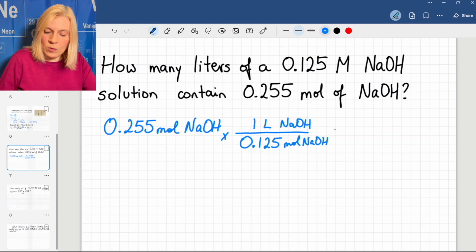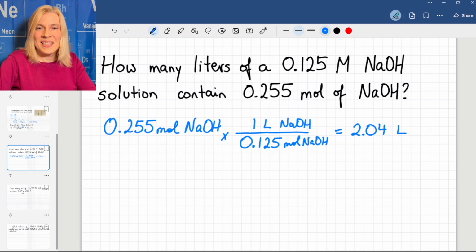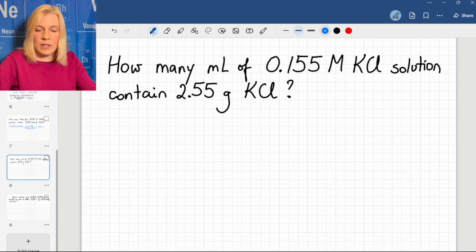So if we're going to do this, our moles will cancel out. I'm going to get liters. So to do this, I'm going to have 2.04 liters. See, that wasn't that bad, right? So we have 2.04 liters of 0.125 molar solution containing 0.255 moles of sodium hydroxide. Let's go a little bit more.